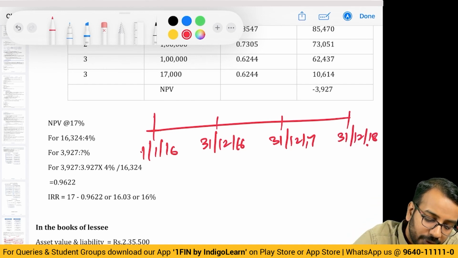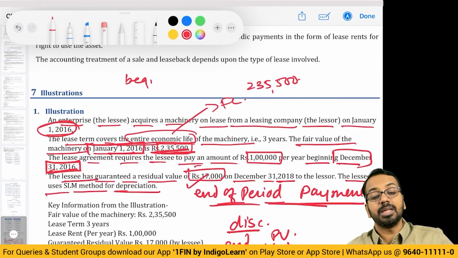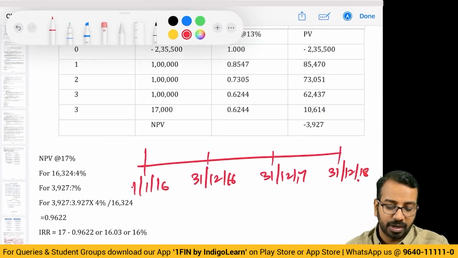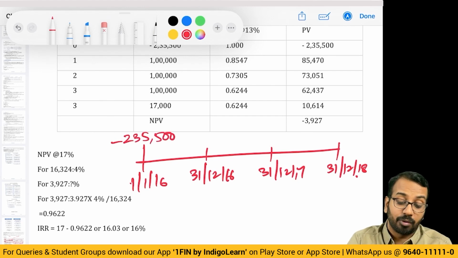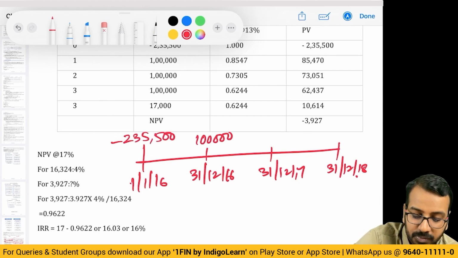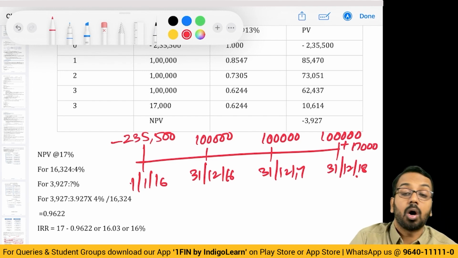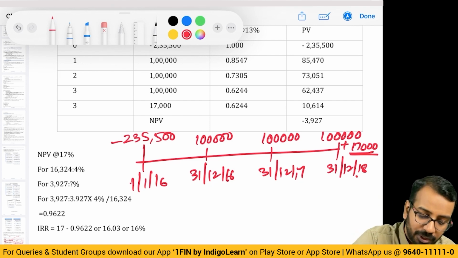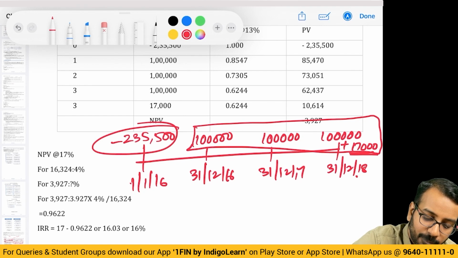Now on 1st of January, think of it that a machine with a fair value 2,35,500 means the lessor has invested 2,35,500 in the machinery. So as far as the lessor is concerned, there is an outflow of 2,35,500. Then what is the inflow? 1 lakh here, 1 lakh here, 1 lakh here, plus 17,000 here, because on 31st December of 18, a residual value guarantee of 17,000 is also there. So we need to find a rate which will equal these payments when discounted to 2,35,500.